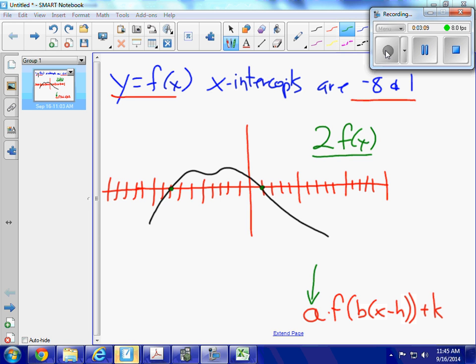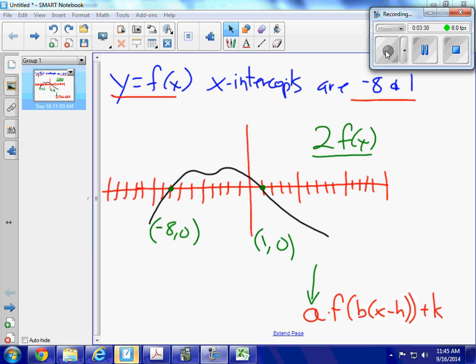The y values are 0. This is the point -8, 0, and this is the point 1, 0. So if I multiply my y values by 2, or by 3 or 5 or 10 or a half or anything, they are going to remain at 0. They are not going to change.